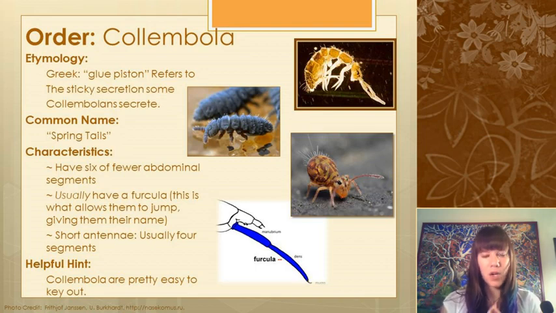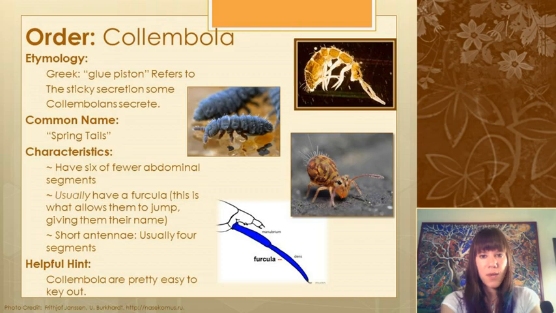Their common names are springtails, and that's because one of their characteristics is this really curled tail called a furcula, and they use it to jump like a spring, and hence springtails. I know, it's brilliant. Other characteristics are that they have 6 or fewer abdominal segments, and they usually have really short, stubby antennae. The easy thing is that Collembola are pretty easy to key out because they all look pretty different. You have the really short, fat ones and the really round, fat ones and some longer ones. So they're all pretty easy to key out if you're interested.